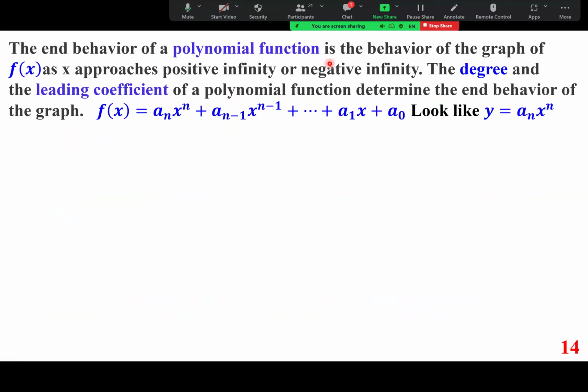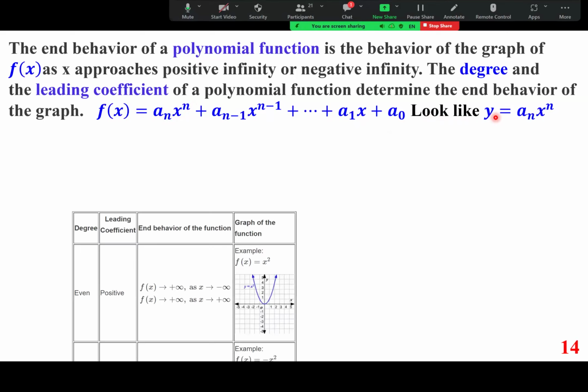The end behavior of a polynomial function is the behavior of the graph of f of x as x approaches positive infinity or negative infinity. The degree and the leading coefficient of a polynomial function determine the end behavior of the graph. F of x equals a sub n x to the power of n all the way to a sub 0. It will look like y equals a sub n x to the power of n. This is known as the end behavior of a function.